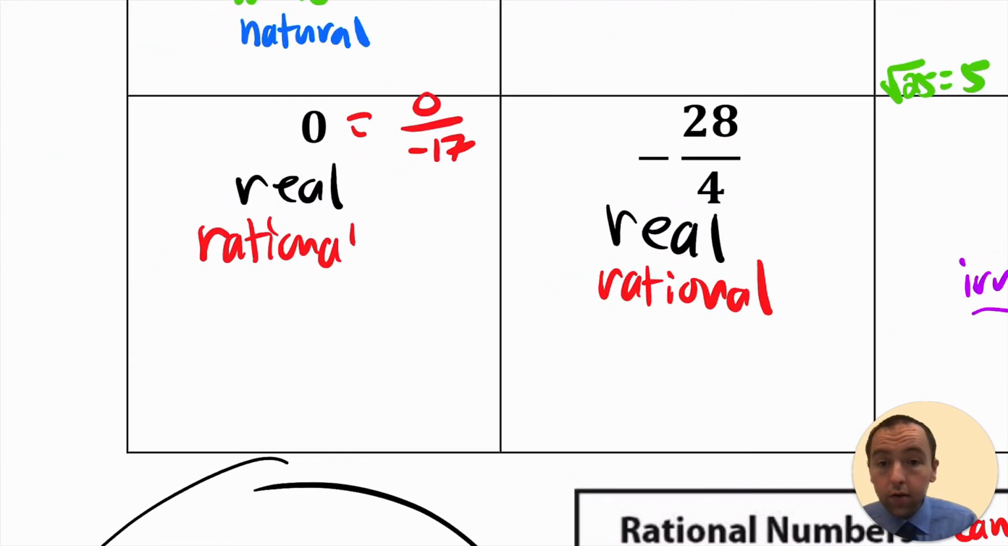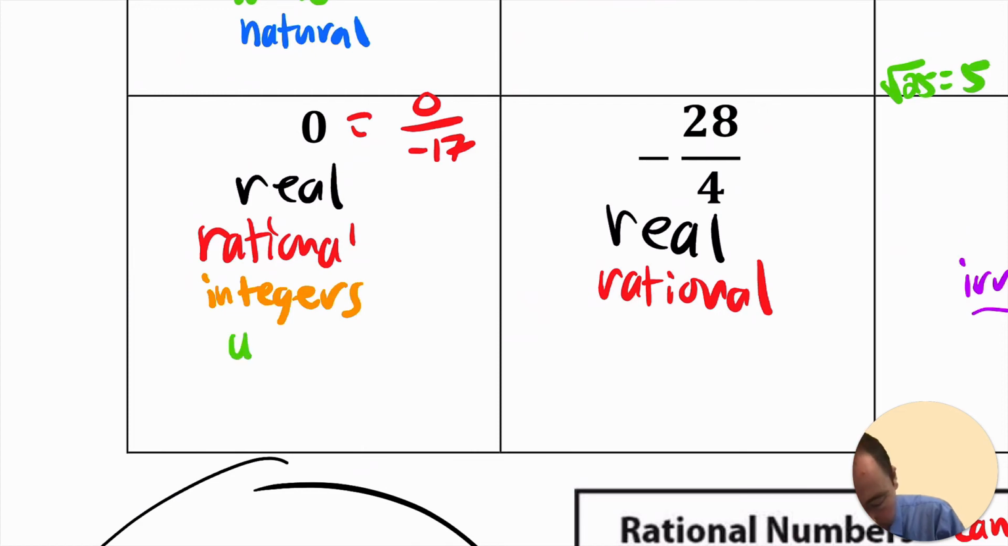0, we can do something about that because we know that 0 is in the integers. And it's also a whole number because whole numbers start at 0. But it's not natural because naturals start at 1, right?